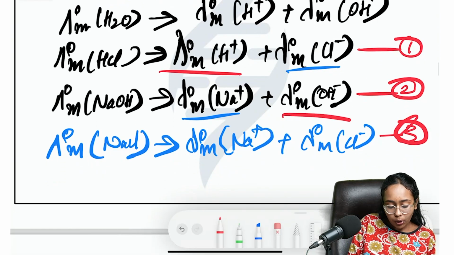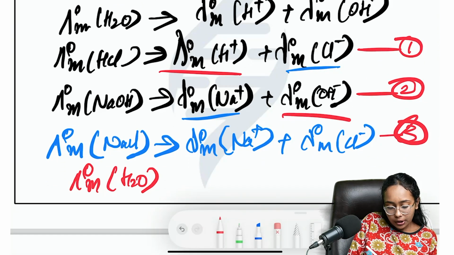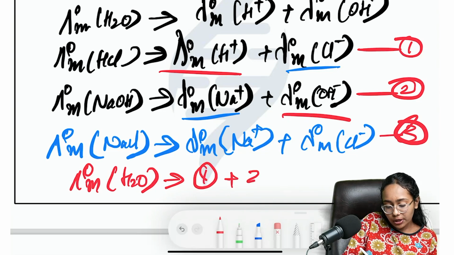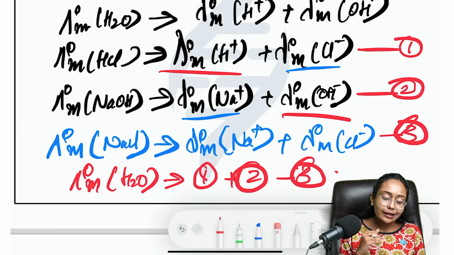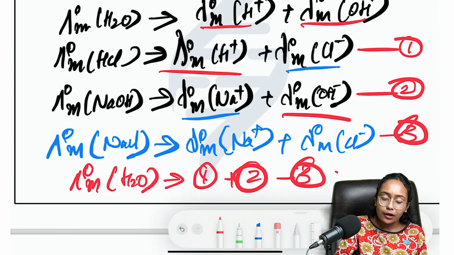So as to get the limiting molar conductivity of H2O, you just have to add equation number 1 and 2 and subtract equation number 3 from it. From that, you will get limiting molar conductivity of H plus and OH minus.